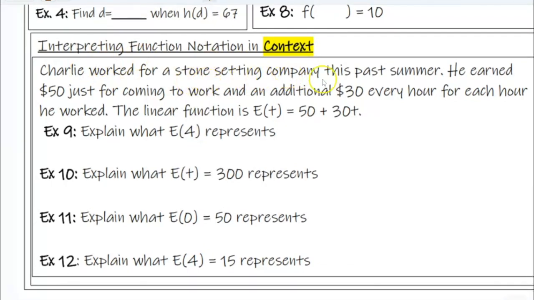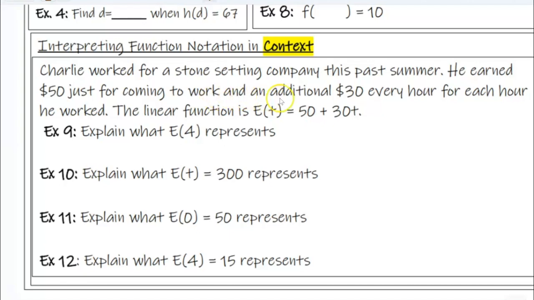Charlie worked for a stone setting company this past summer. He earned $50 for just coming to work. So just pause for a second, just think about that. Put yourself in this situation. You are Charlie. You go to work, you go to Subway, you go to McDonald's, you go wherever you work. As soon as you hit the job site, you get $50. Have you worked at all yet? No, you have not worked at all. You're getting $50 just for showing up to work.